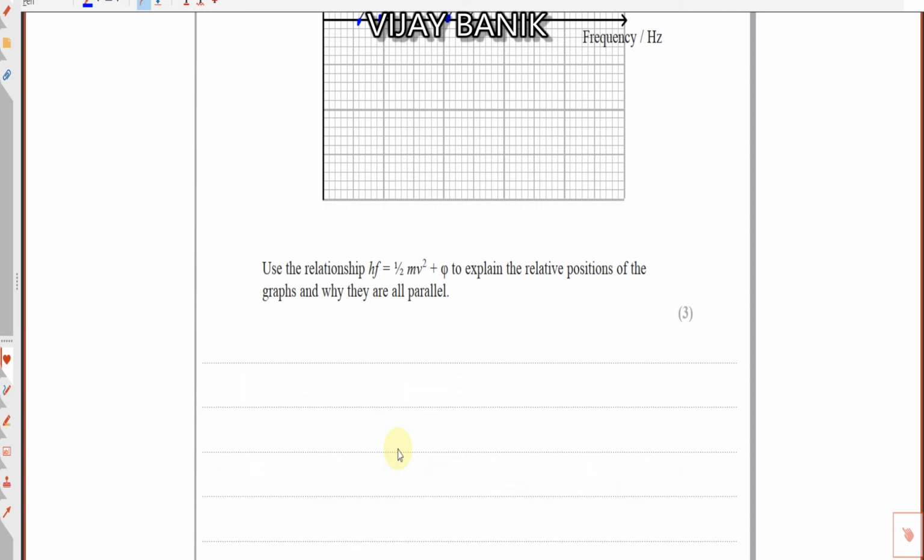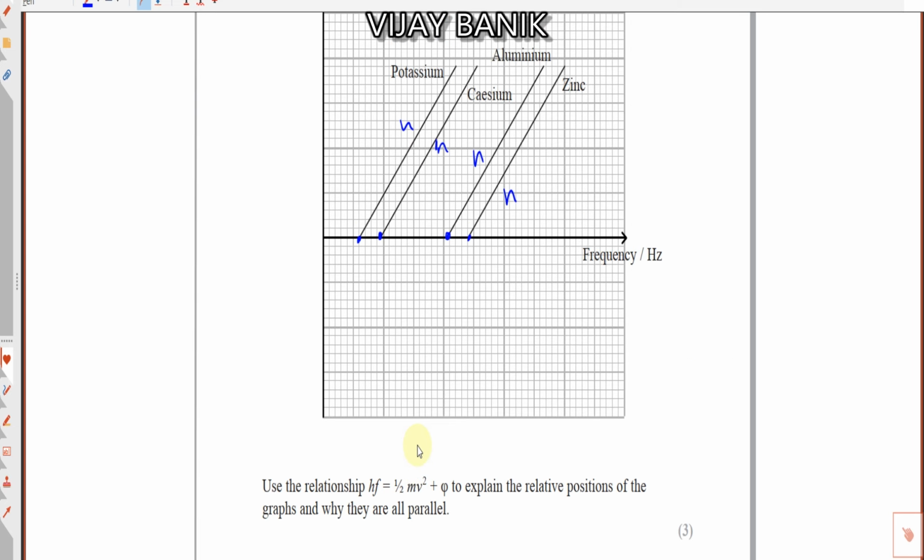And use it to explain the relative position of the graphs. Zinc and aluminum have a high work function, so they have a very high threshold frequency. Potassium and cesium have a low work function, so they have a very low threshold frequency. You can see that over here. The gradient is constant, that's why the lines are parallel to each other. What is the gradient? Planck's constant.